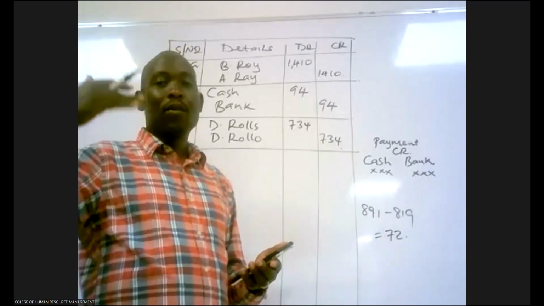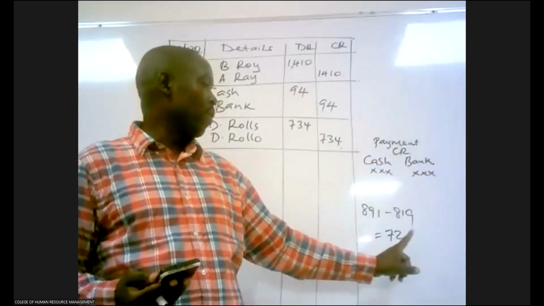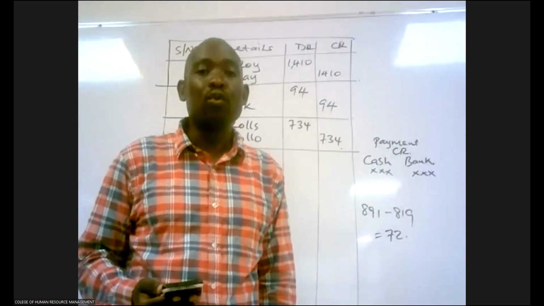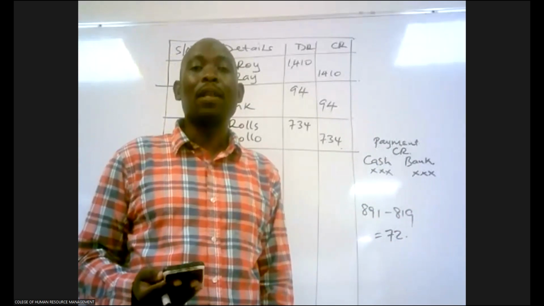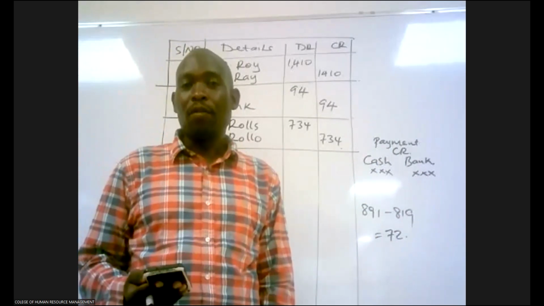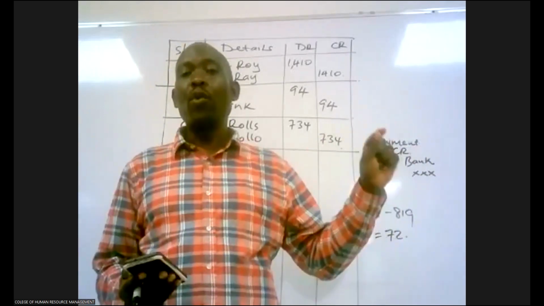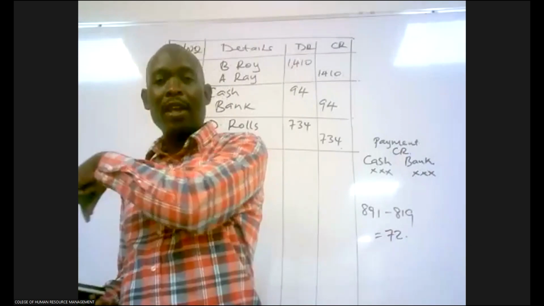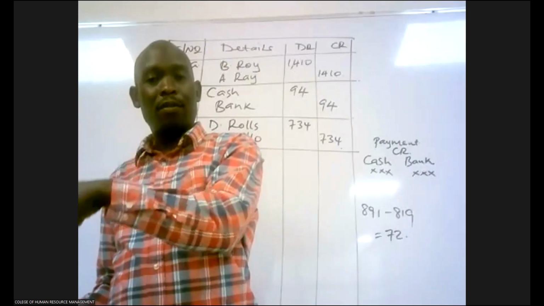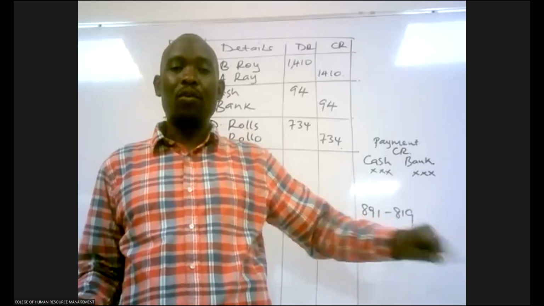Let me go back again. When you purchase, you debit purchases. But we debited purchases with 72 extra. So we shall reverse 72 in purchases. So we shall credit purchases by 72. Note the reason why we are crediting. We debited purchases by 72 extra. We need to reverse that extra. To reverse a debit entry, you credit. So we shall credit purchases by 72 simply because we are reversing the extra amount, 72.